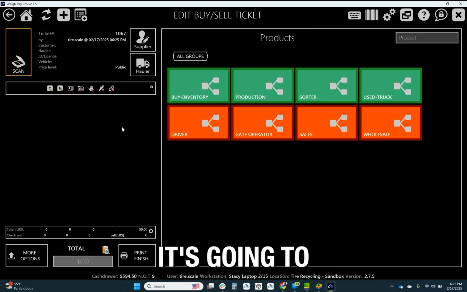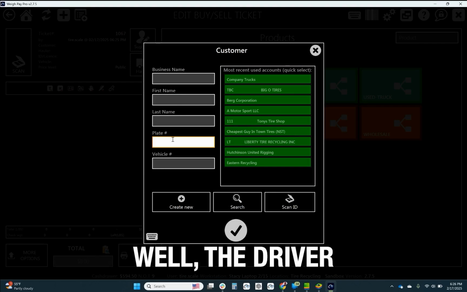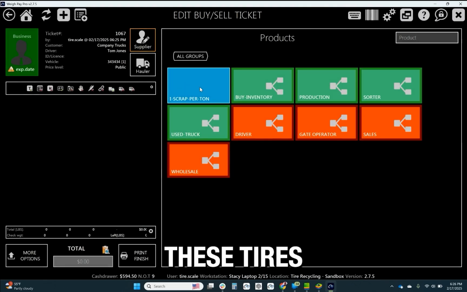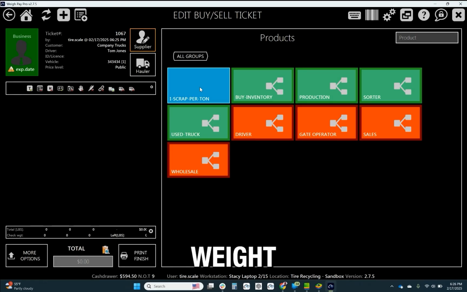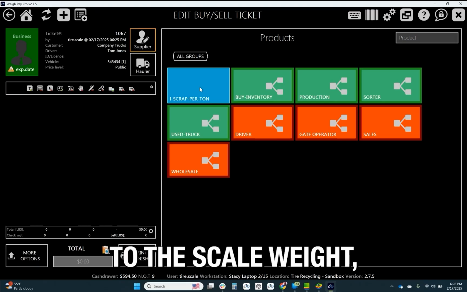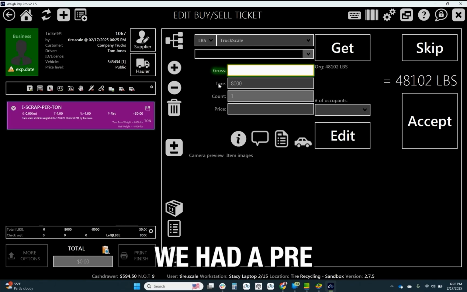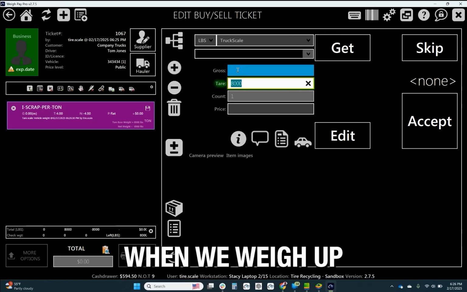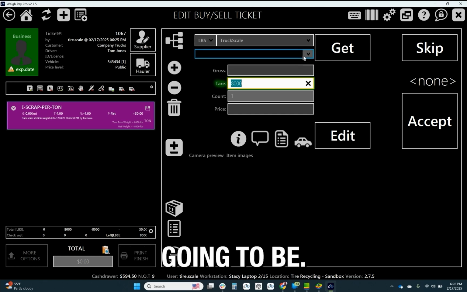Now that we're at the scale, let's go ahead and select the driver. The driver coming in is on this truck. And we're going to receive these tires by the ton because we're going to compare the driver's weight that came across on the ticket tracker to the scale weight, so that we know whether the driver arrived with all of their predetermined weight. One of the things I would like to highlight is that we had a pre-stored tare weight on the truck already. So that means that when we weigh up the truck and the heavy weight, we automatically know what our net weight is going to be.